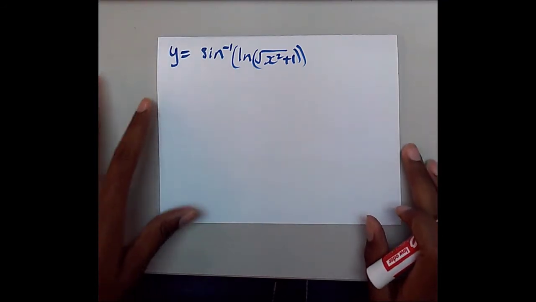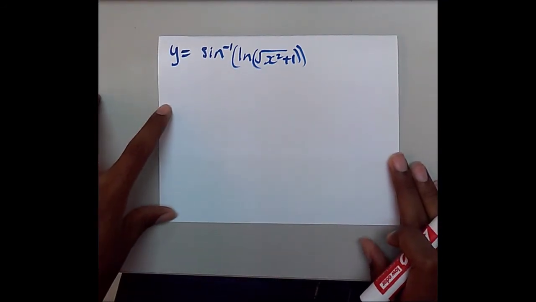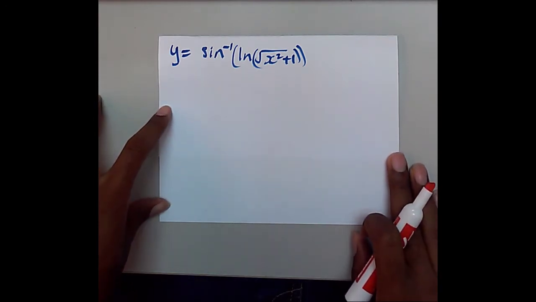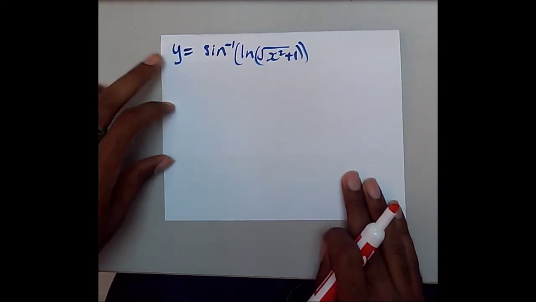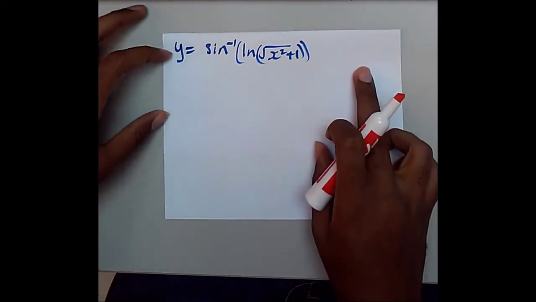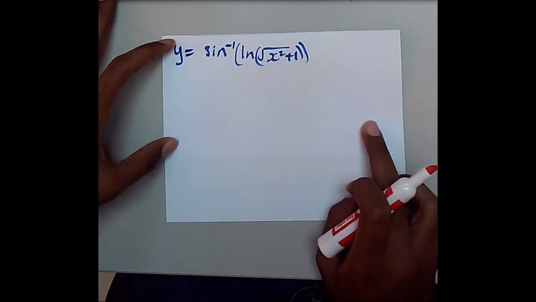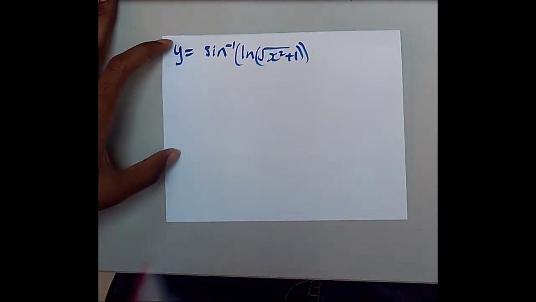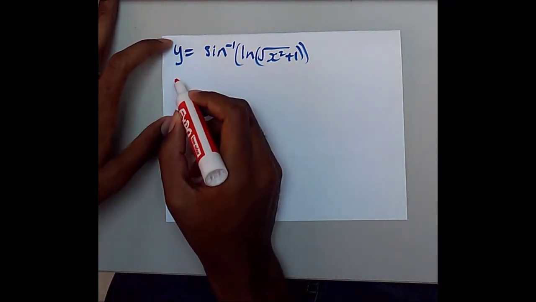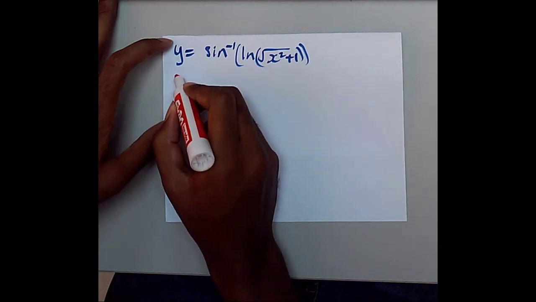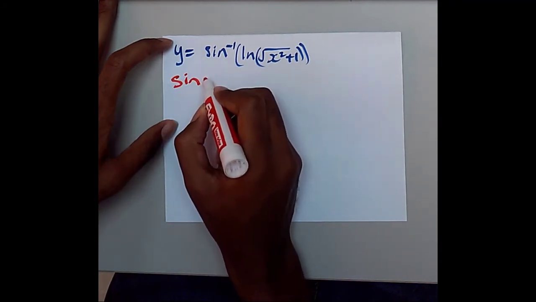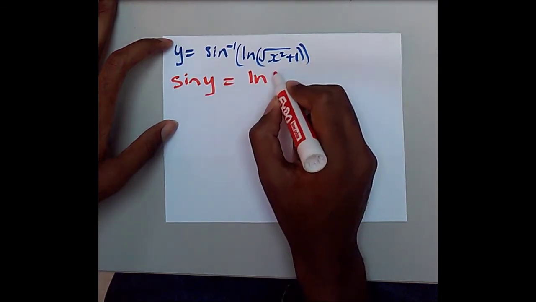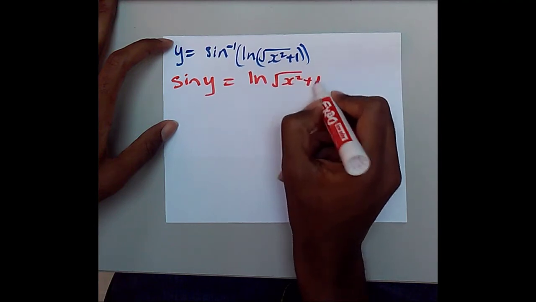And now to the other example, we have y equals sine inverse of ln of the square root of x squared plus 1. So what we want to do again is try to get this expression into a simpler form so we can differentiate. The first step is to carry over the sine inverse, so we have sine y is equal to ln square root of x squared plus 1.